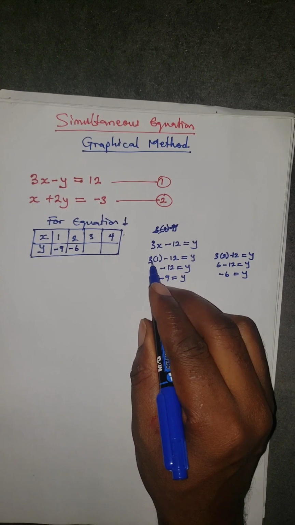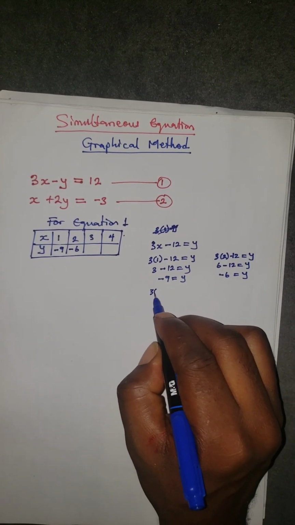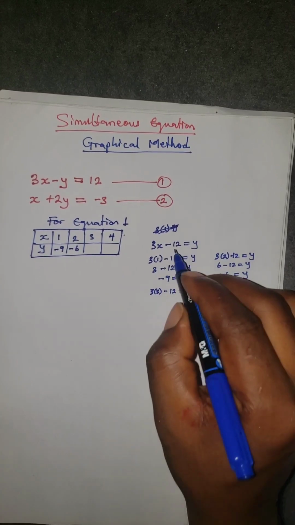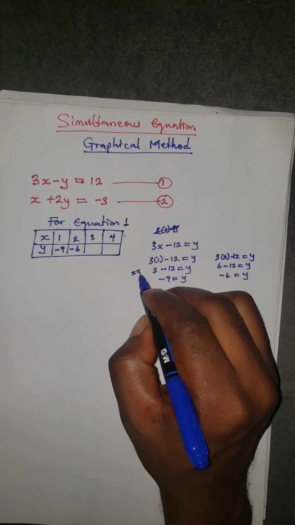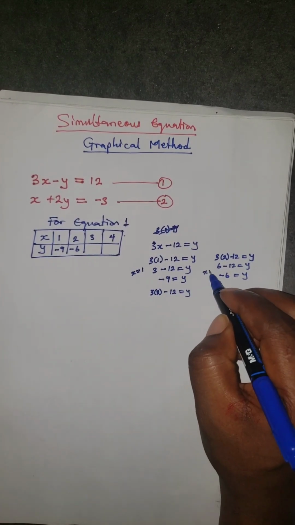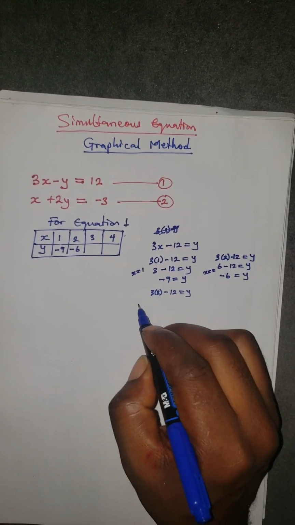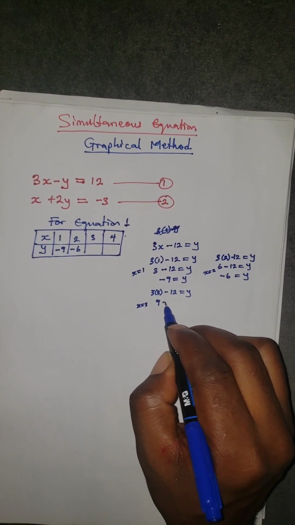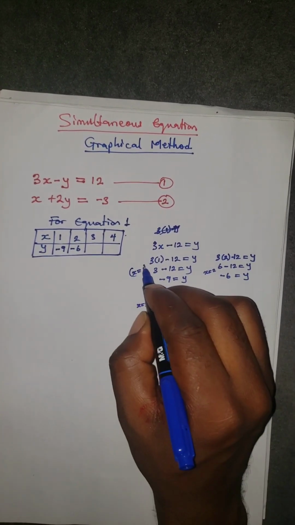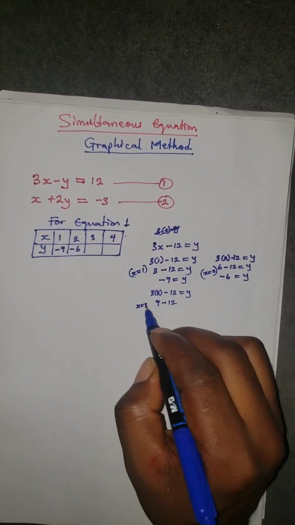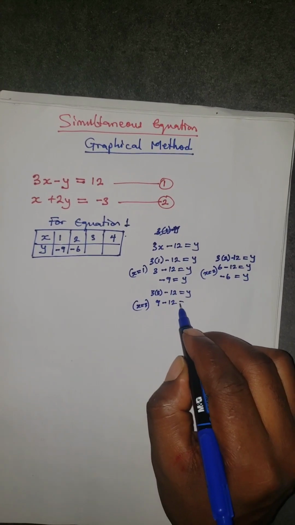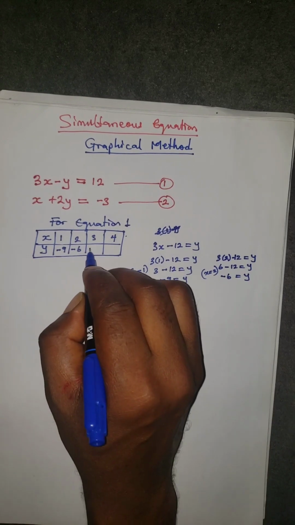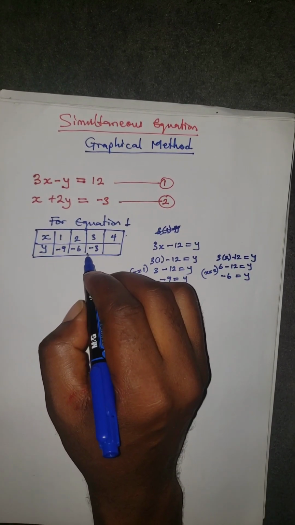When x equals 3, we have 3 into 3 minus 12 equals y. This one here is when x equals 1, this one here is when x equals 2, and here is when x equals 3. So that will give us 9 minus 12 equals y. That will give me minus 3 equals y. So I'll come here and put my minus 3.